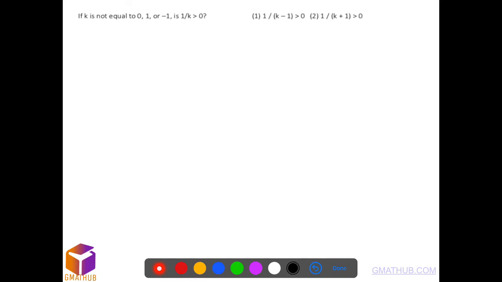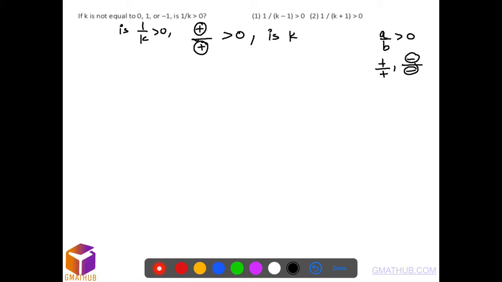For this question, let's say a upon b is positive. So it could be positive upon positive or negative upon negative. Both the signs must be the same. So if we are checking, is 1 upon k positive? See, 1 is already positive, it's a fixed number. Upon something should be positive, which means that something should also be positive. So we are simply checking, is k positive? That's our question.